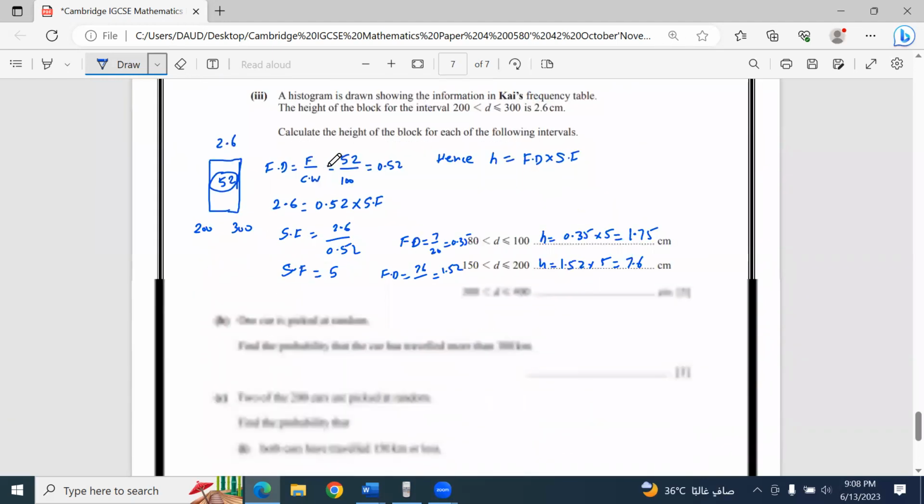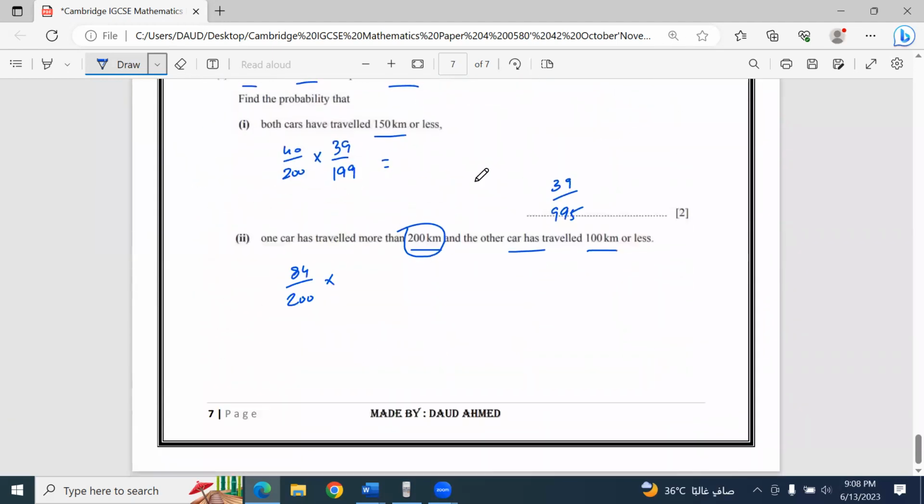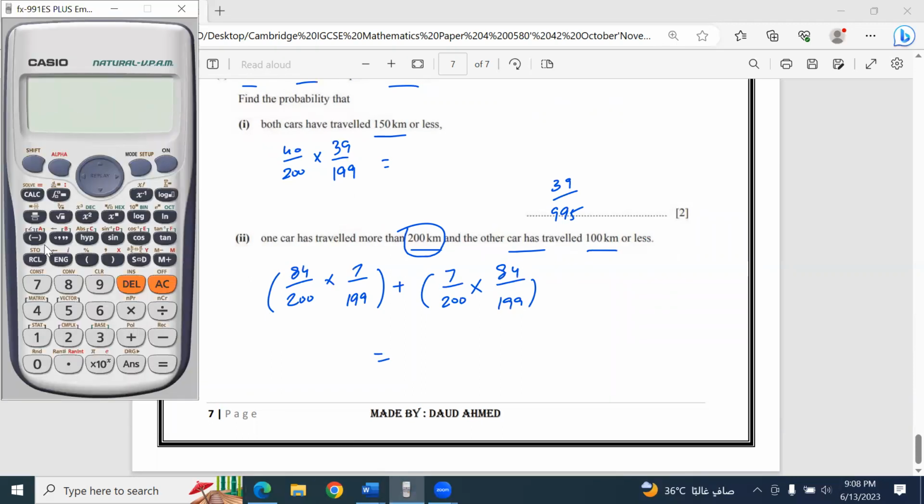So of course this is different. This will not change, but it will affect the total. So the total will be 199. But the possibility is we can choose the 7 first also, meaning the 100 kilometers or less car can be chosen first. Then this would be 7 over 200, and second you are choosing 200 or more, so this would be 84 over 199.